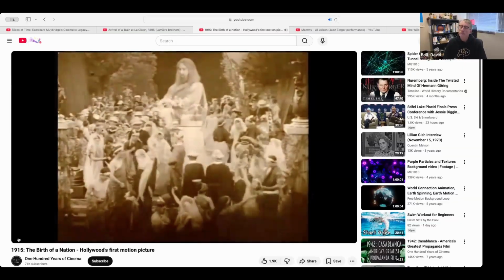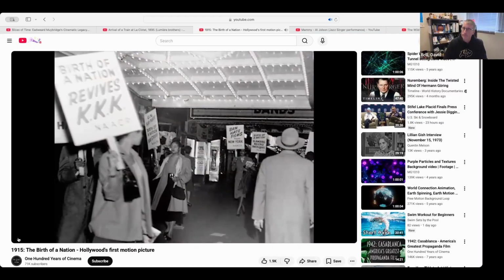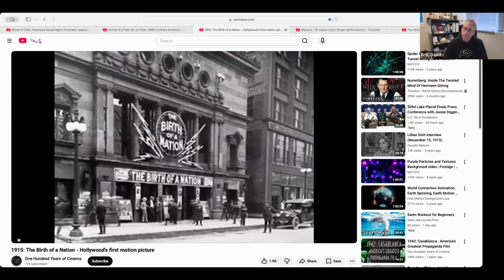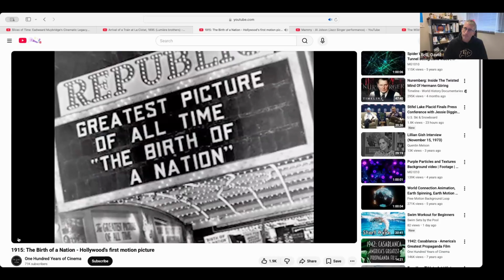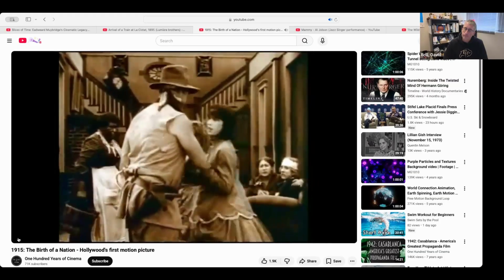Despite the film's overall message of overt racism, it was still incredibly popular. It remained the highest grossing movie of all time until it was replaced by Gone with the Wind in 1939. It was even the first film to be shown in the White House to President Woodrow Wilson. On a technical level, the film surpassed anything else that came before it.